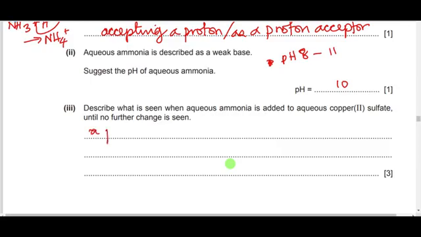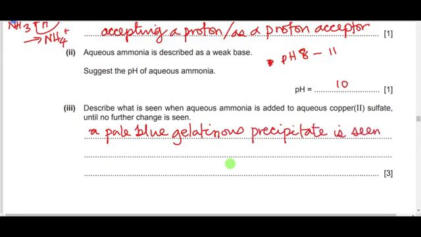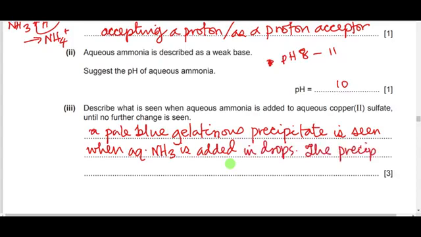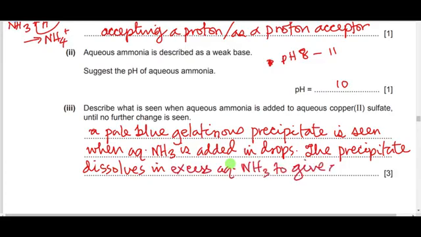A pale blue precipitate, a pale blue gelatinous precipitate, is formed, is seen when aqueous ammonia is added in drops. Then the precipitate dissolves in excess aqueous ammonia to give a deep blue solution, which is a confirmatory test for copper 2 ion.